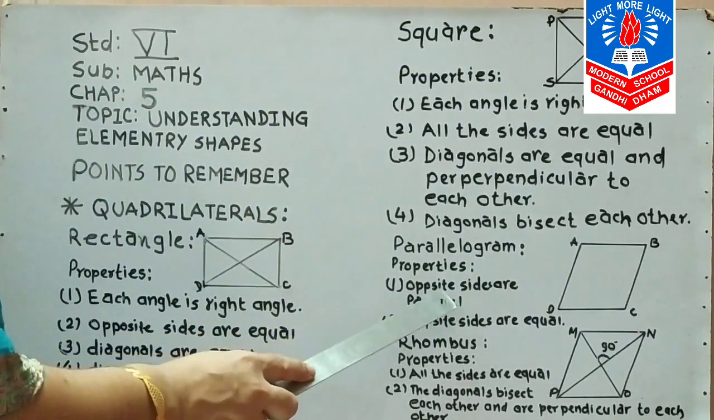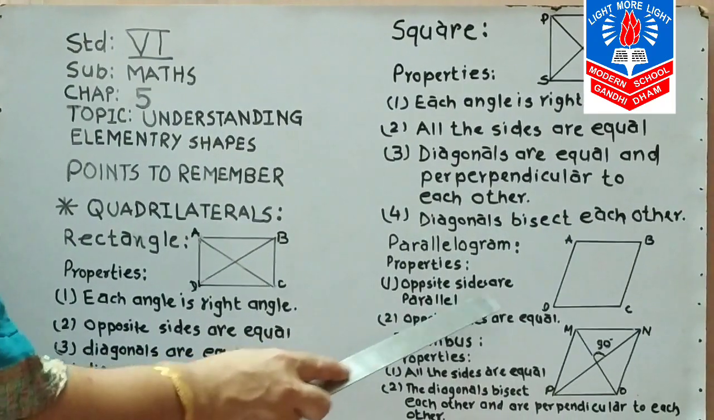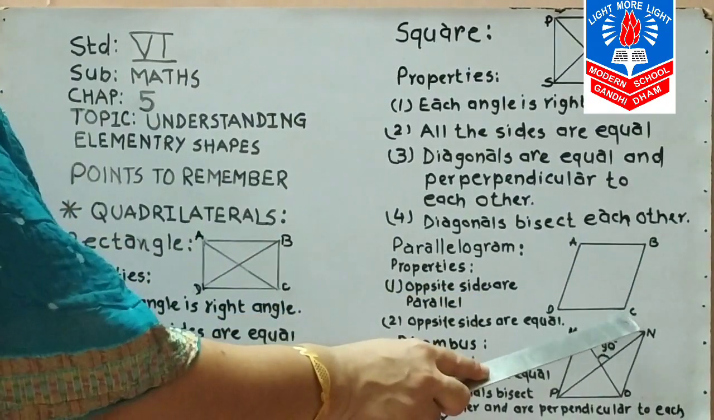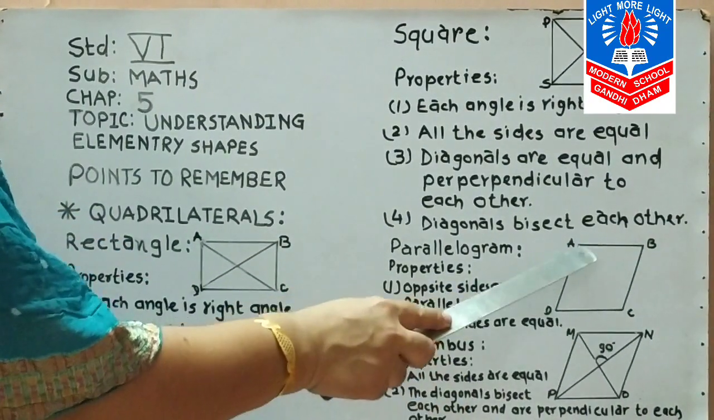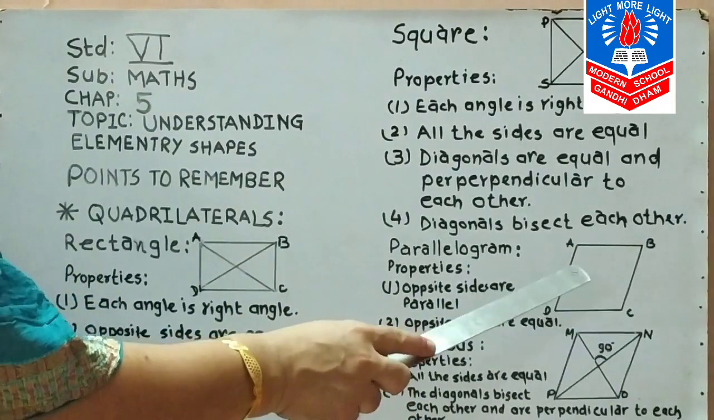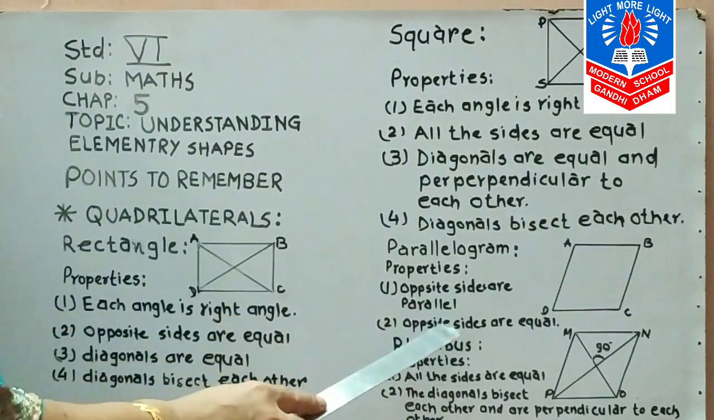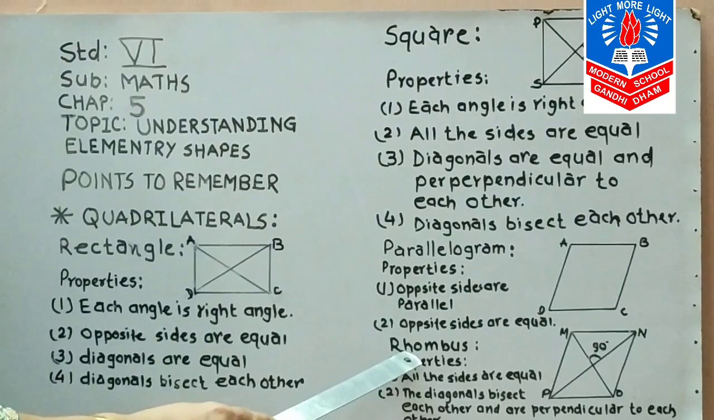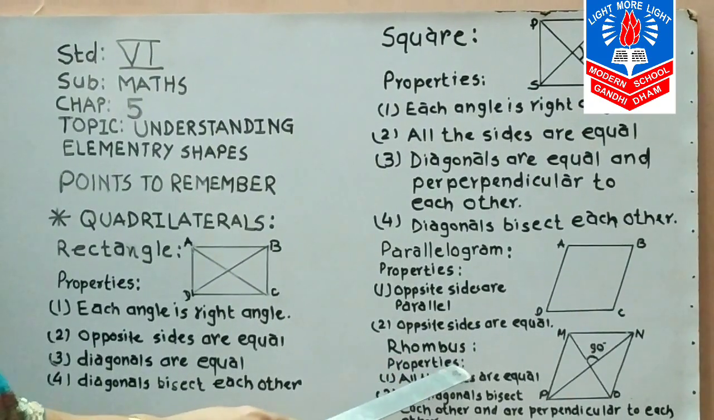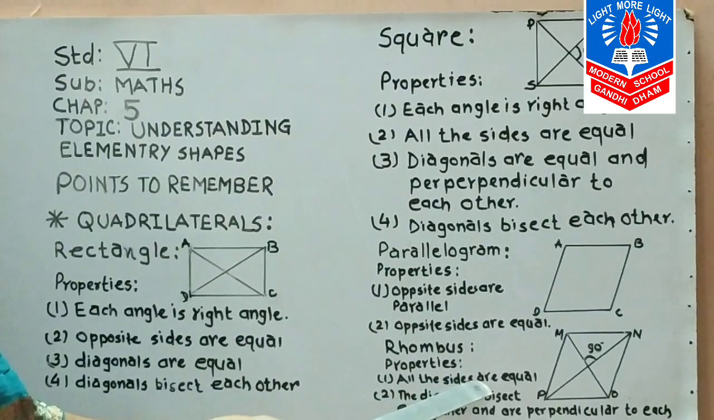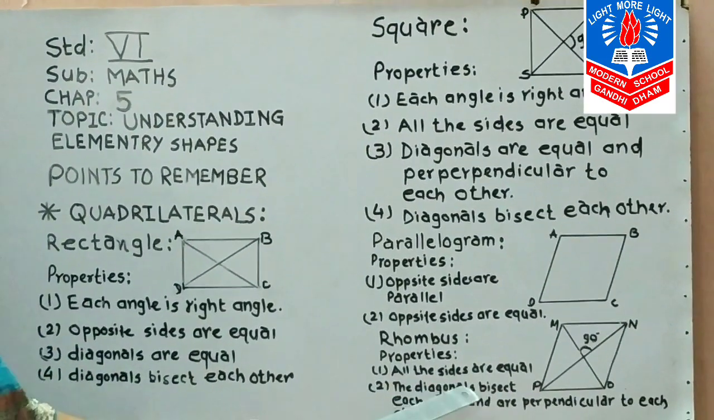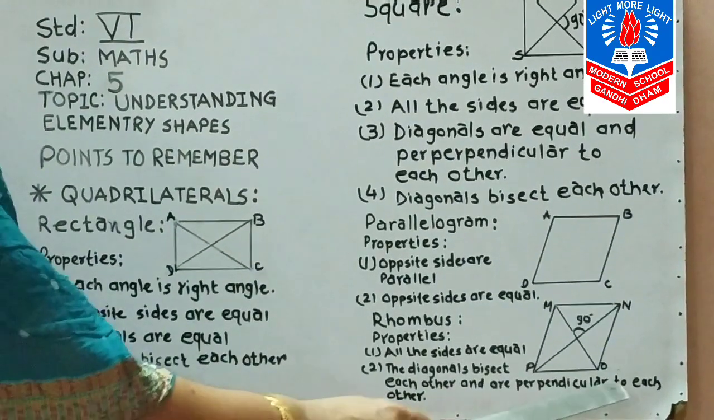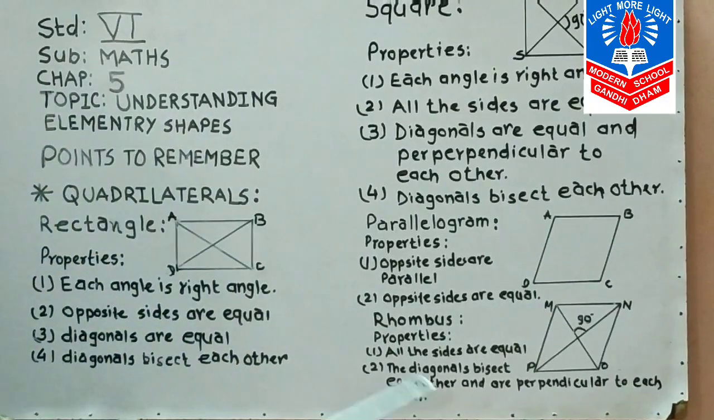Properties of a parallelogram: opposite sides are parallel. See AD and BC, AB and DC. Opposite sides are parallel. They do not meet at any point. So they are parallel. Opposite sides are equal. Then the fourth is the rhombus. Properties of a rhombus: all the sides are equal. The diagonals bisect each other and are perpendicular to each other.